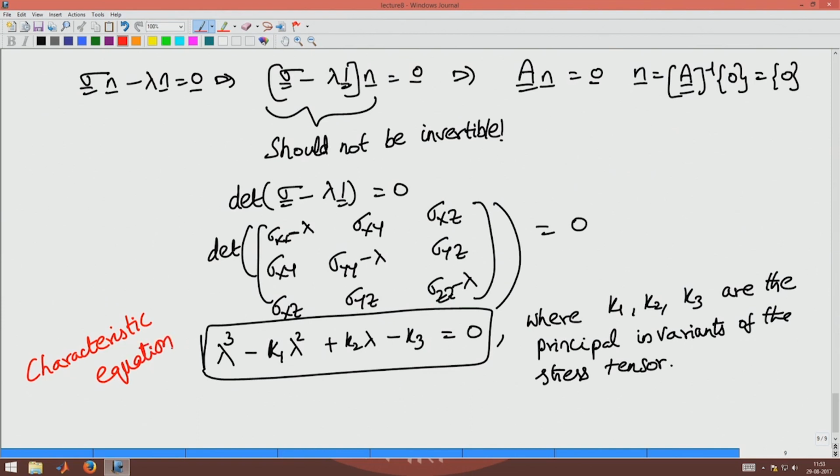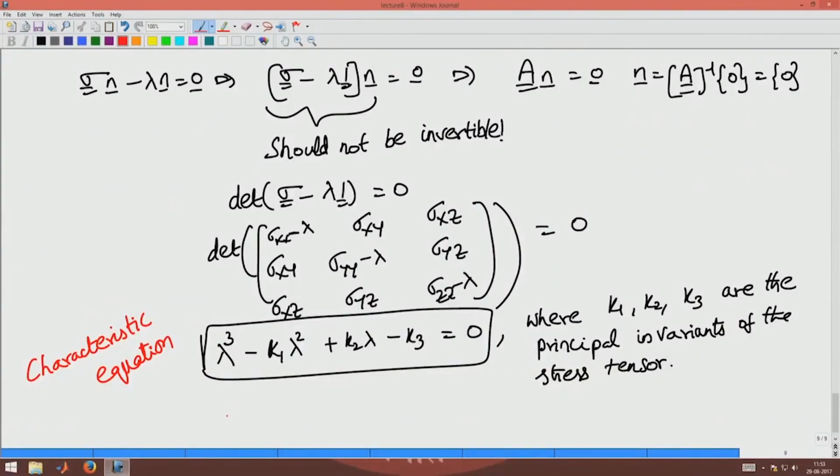This is called the characteristic equation, and you will have 3 real roots for this equation, which will be the maximum, minimum and middle principal values of the normal stress values. We will get 3 roots of this equation, which will be the maximum, minimum and the middle normal stresses that are possible for the given state of stress.